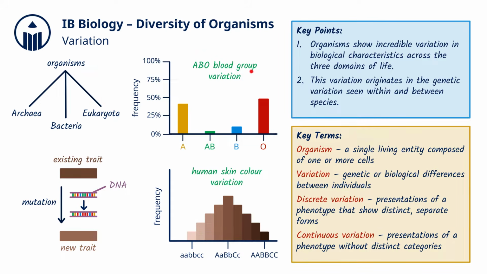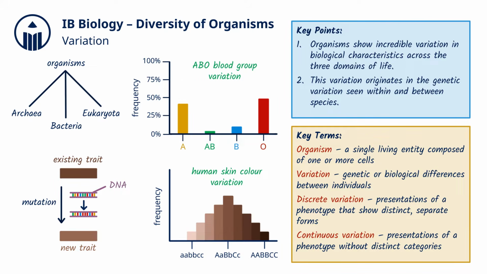ABO blood type falls into 4 distinct categories. You can either be type A, type B, type AB, or type O. There isn't a gradient between these classes. We can therefore describe the ABO blood groups as an example of discrete variation, where the presentations of the trait show distinct, separate forms. Other examples of discrete variation are snapdragon flower petal colors or pea seed color.